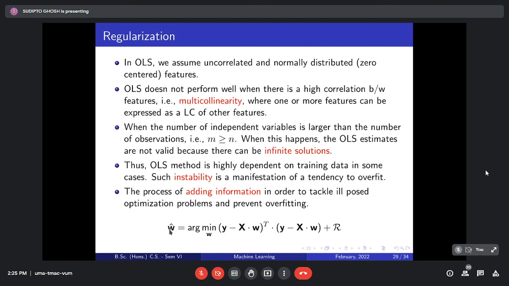Now, the regression problem with ordinary least square was only up to this point. That is y minus xw transpose y minus xw, and we have to minimize that. So this is now the regularization problem. We will be talking about two types of regularization: what are the two types of terms we can add to this cost function to take care of all the multicollinearity and infinite solution issues.